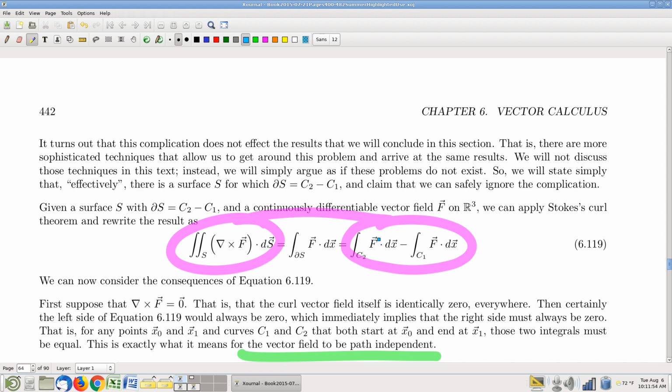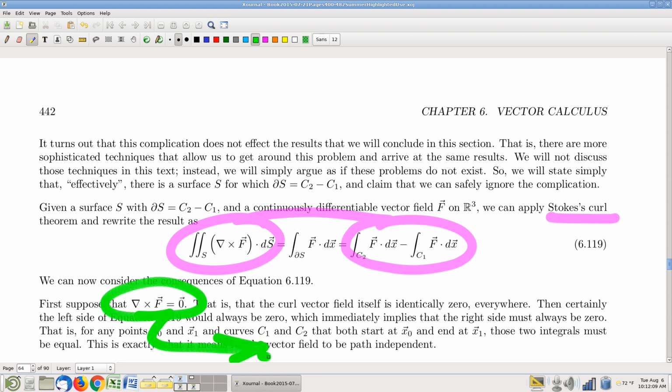So, this is just a beautiful little setup. Stokes' theorem applied to this particular little scenario that we made shows that when the curl is 0, the vector field is path independent. We doing good? And the argument works backwards just fine, right?